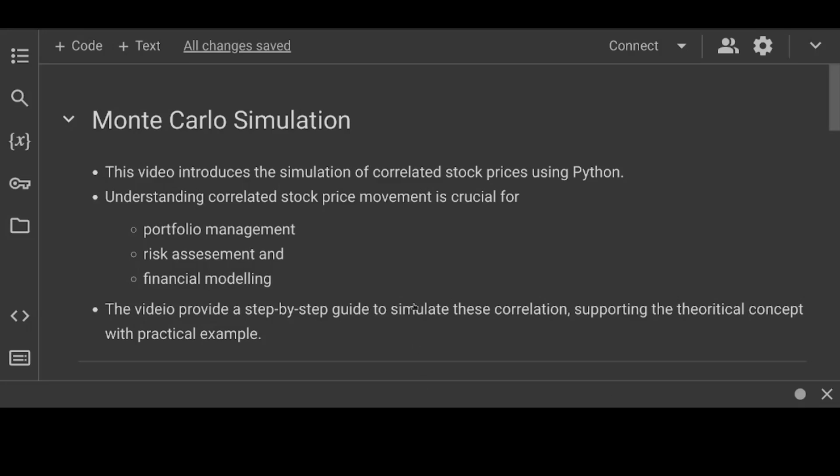Monte Carlo simulation for correlated stock prices. This video introduces the simulation of correlated stock prices using Python. Understanding correlated stock price movement is crucial for portfolio management, risk assessment, financial modeling, and other applications. This video provides a step-by-step guide to simulate this correlation, supporting the theoretical concept with an example.